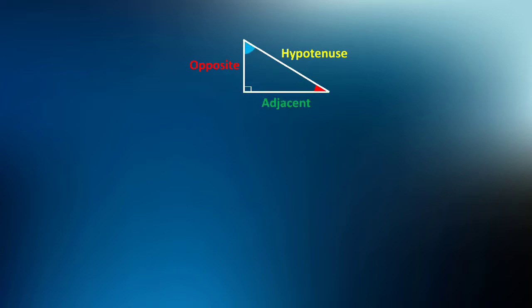Okay, but what if I'm looking from the blue color angle? If we are doing that, then this side which is in front of the blue color will be called the opposite, and the side next to the angle will be called the adjacent. I hope this part is very clear, because this is very important, a key point to remember when you're solving questions.